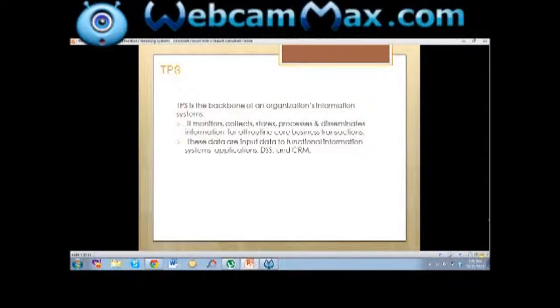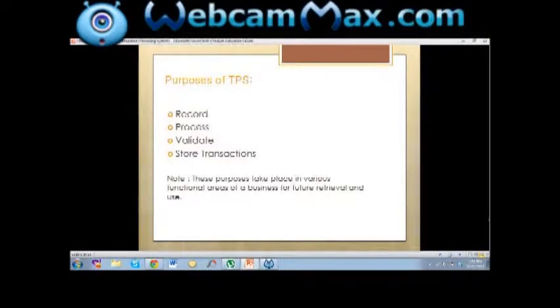TPS is also the backbone of an organization's information systems. It monitors, collects, stores, processes, and disseminates information for all routine core business transactions. These data are input data to functional information systems applications, VSS, and CRM. The purposes of TPS are to record, process, validate, and store transactions. Note that these purposes take place in various functional areas of the business for future retrieval and use.